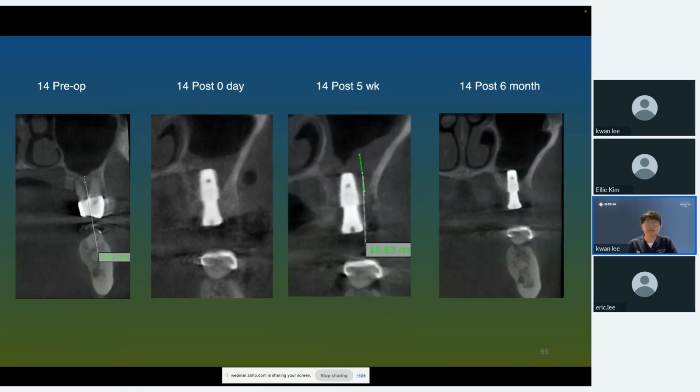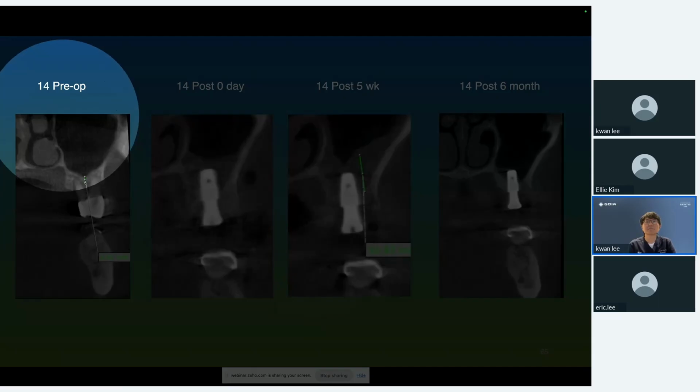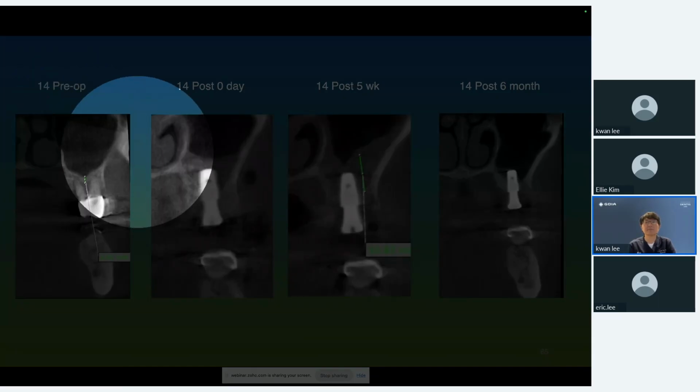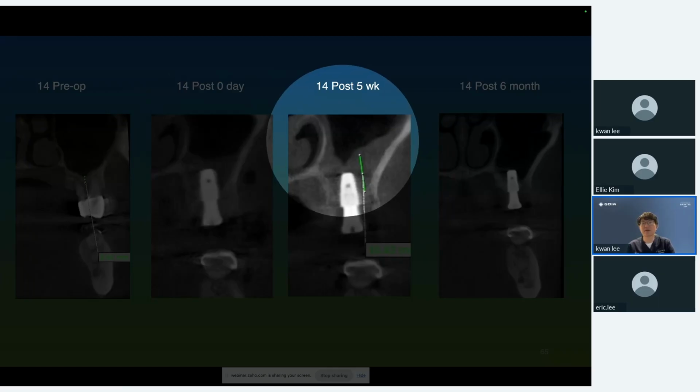And then chronologically, you can compare. This is day 0 post-op. This is the 0-day post-op here. You can see nicely the membranes are elevated, the Schneiderian membrane. About 5 weeks later, you can see the membrane descending down.